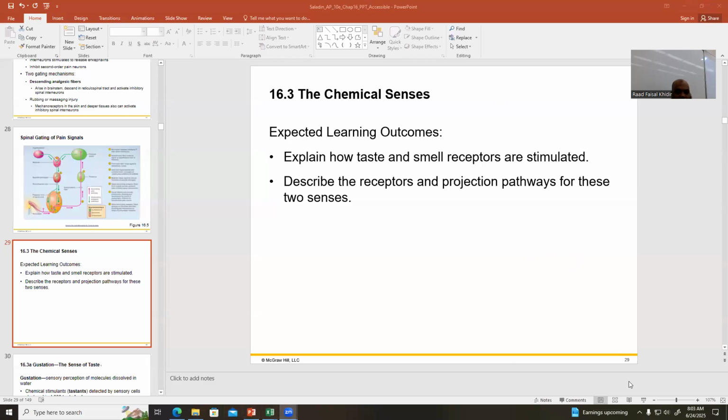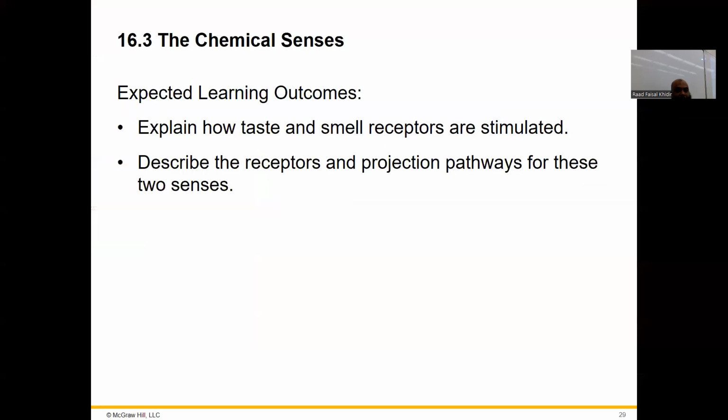Let's begin discussing the chemical senses. So from the name, chemical senses, we're going to be detecting chemicals such as odor. Odor, right? That's a chemical. So the nectar of the flower, or maybe the perfume that you smell, those are chemicals.